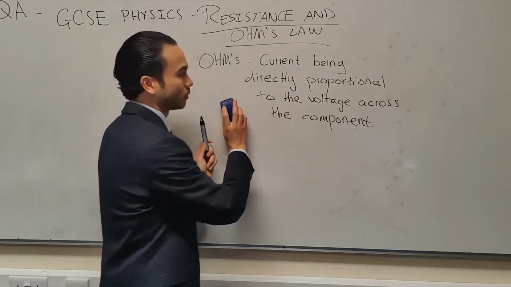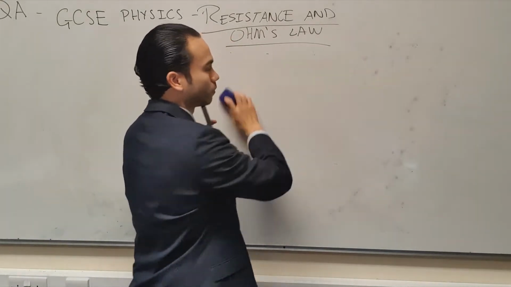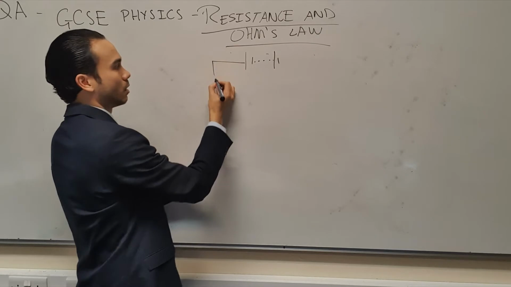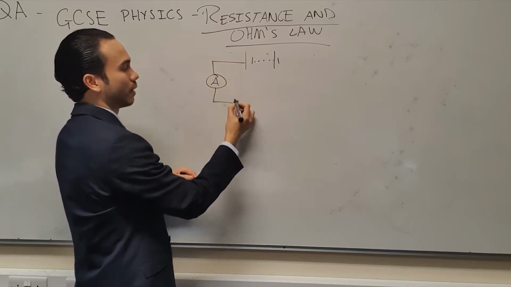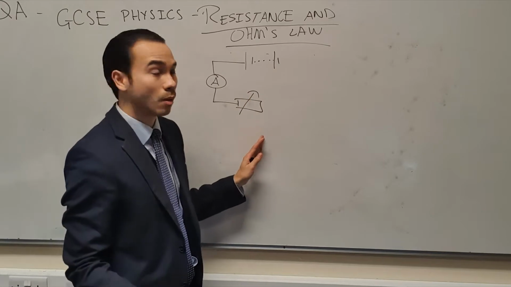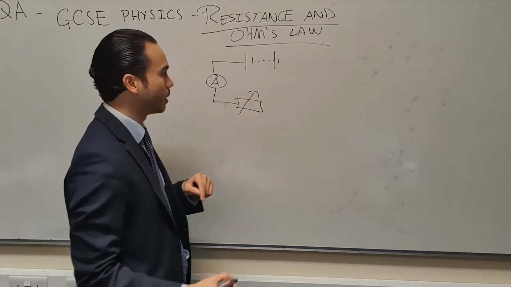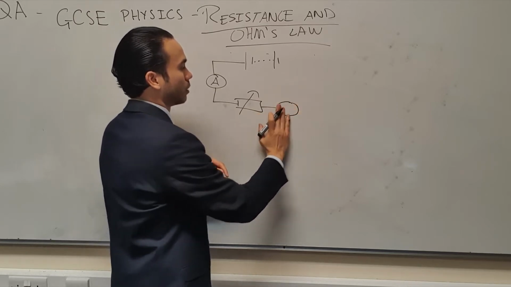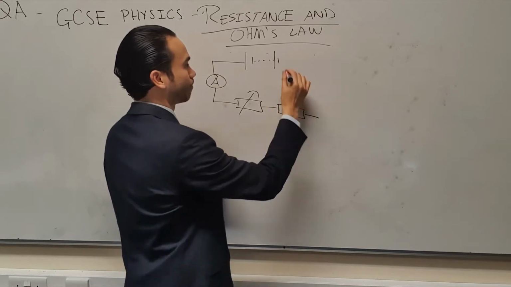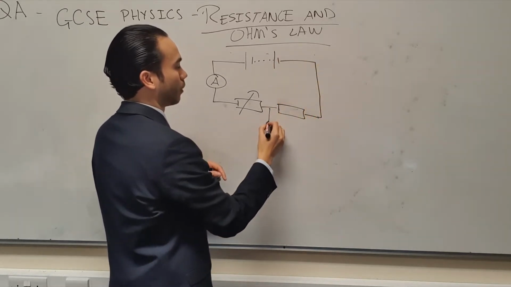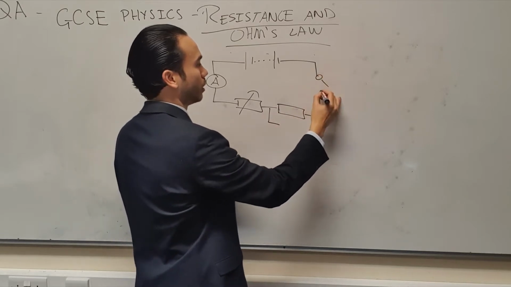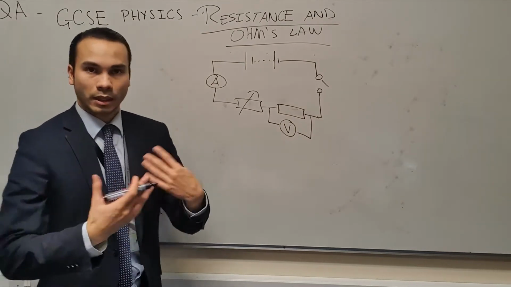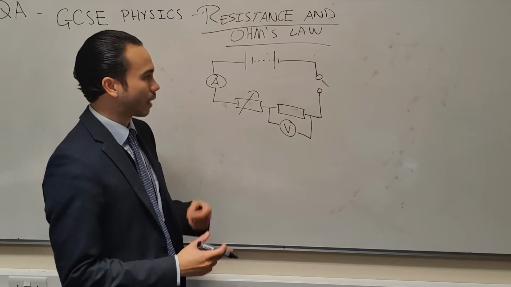Okay, so I'm going to rub this off now. So, the diagram I'm going to draw, I have a battery, I'm going to connect it to an ammeter and have a variable resistor. Please watch my video on circuit symbols if you're unfamiliar with these. Then I've got another resistor here, and I'll put a switch in the circuit as well, and here's my voltmeter.